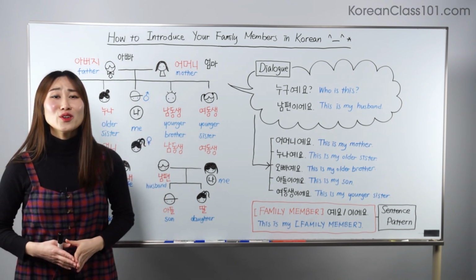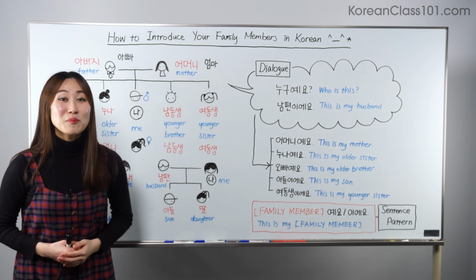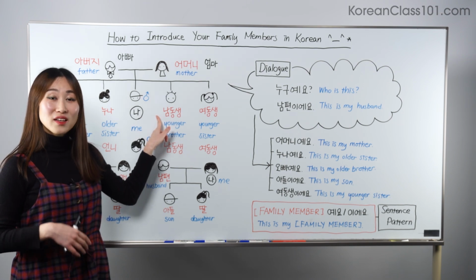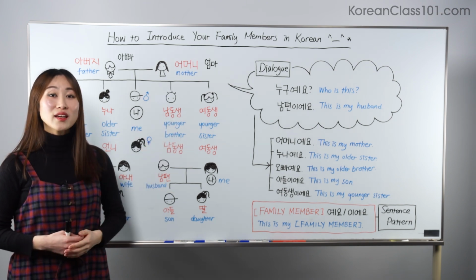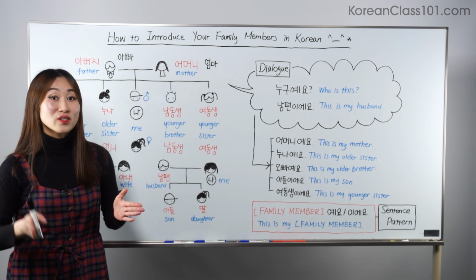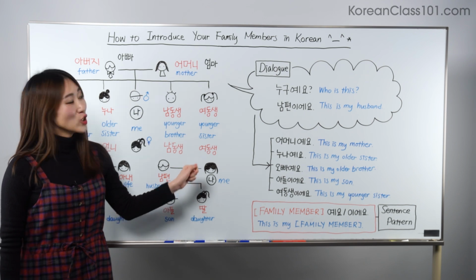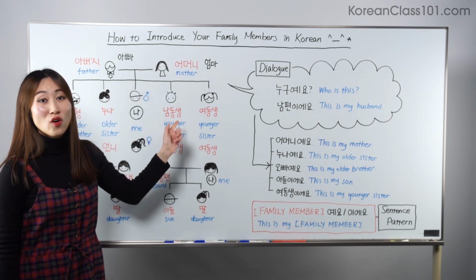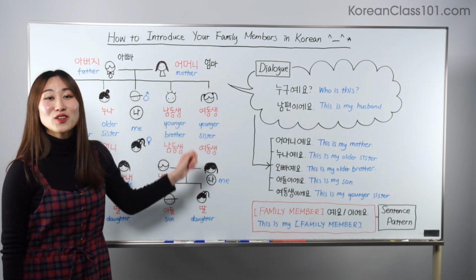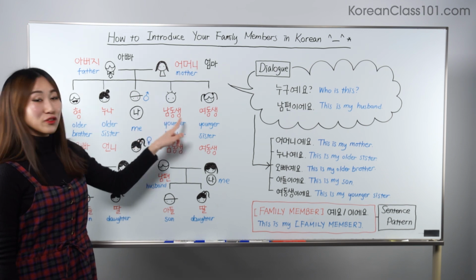How about younger brother? Younger brother is 남동생. 남 means male. 동생 means younger sibling. So it literally means male younger sibling. 남동생. How about younger sister? You just replace 남 with 여. 여 means female. So female younger sibling is 여동생.